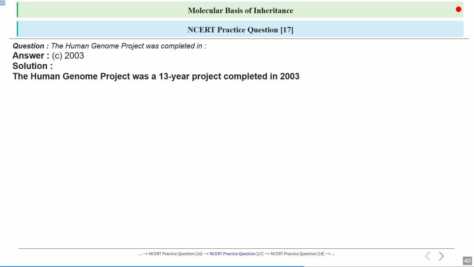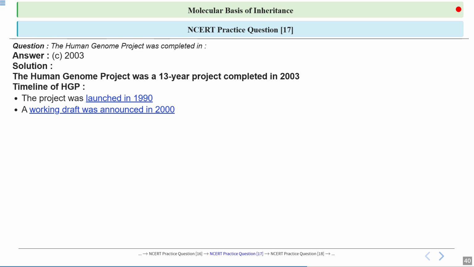So the Human Genome Project was a 13-year project completed in 2003. Now, what is the timeline of the Human Genome Project? It was launched in 1990. The working draft was announced in 2000. The project was declared complete in April 2003.